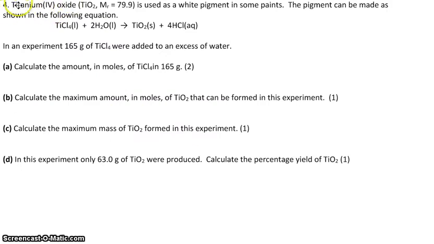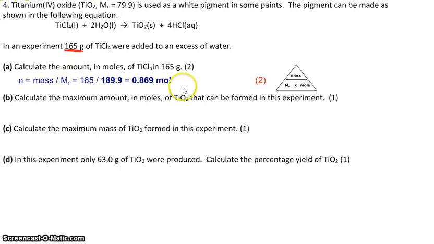Question 4, it's all about this reaction here, where we're turning titanium chloride into titanium oxide, and there's a 1-to-1 relationship there. We start off with 165 grams of titanium chloride in water. The amount of moles then, 2 marks for this, 1 for working out the Mr of titanium chloride is 189.9, and then moles equals mass divided by Mr, which gets us 0.869 moles.